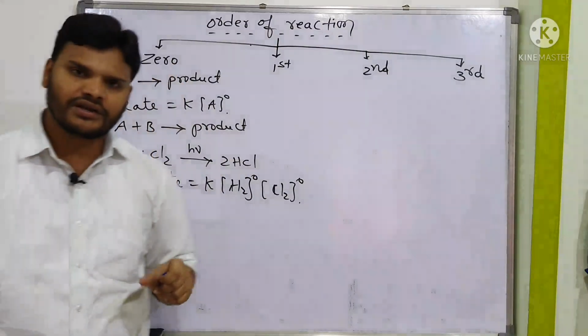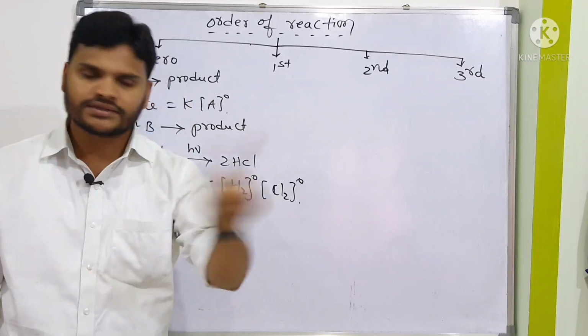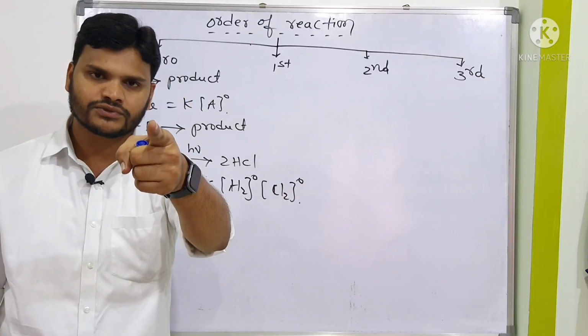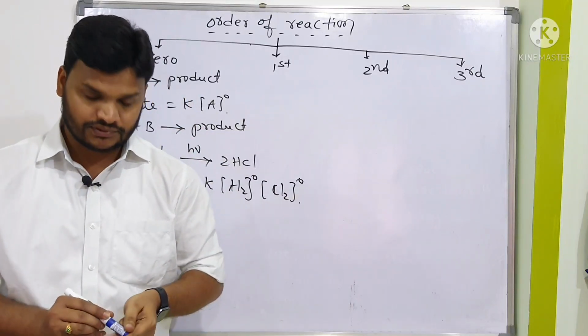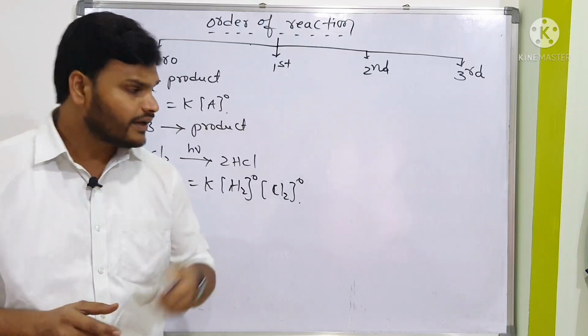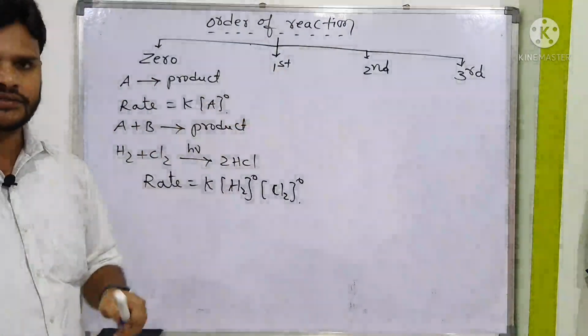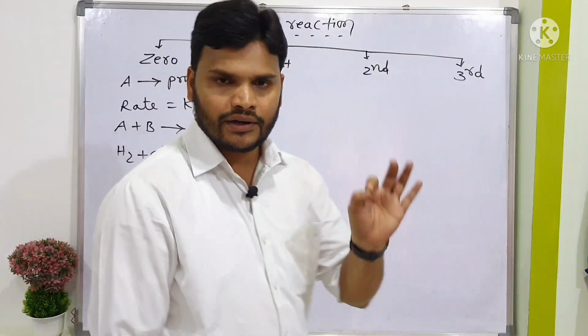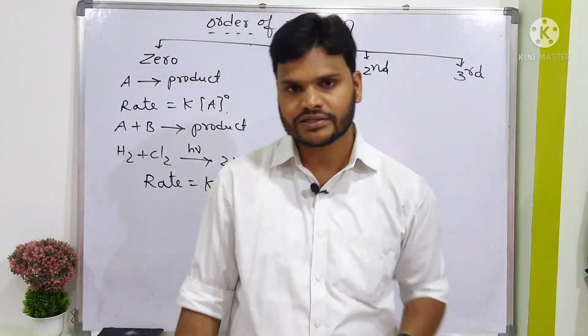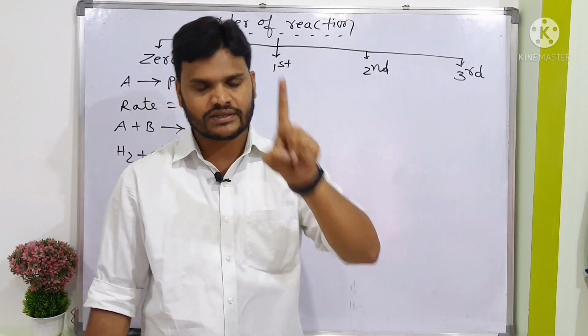So what is zero order reaction? The rate of reaction does not depend upon any concentration terms of reactant in a rate equation. Is it clear, my dear students? Next, what about first order reaction? First order reaction is nothing but the rate of reaction, the speed of reaction, depending upon one concentration term.